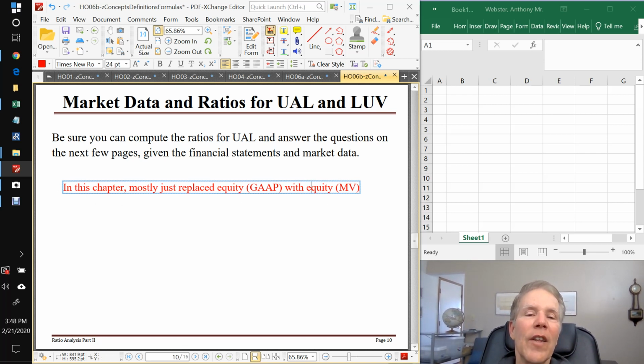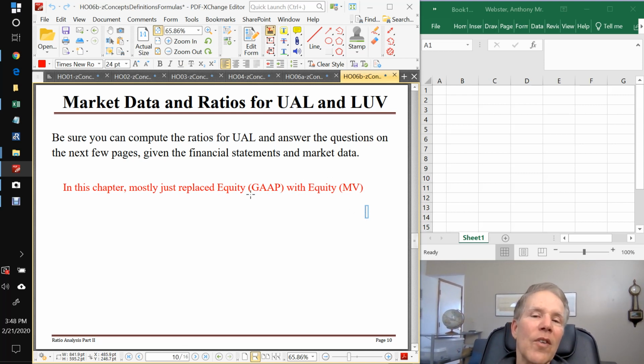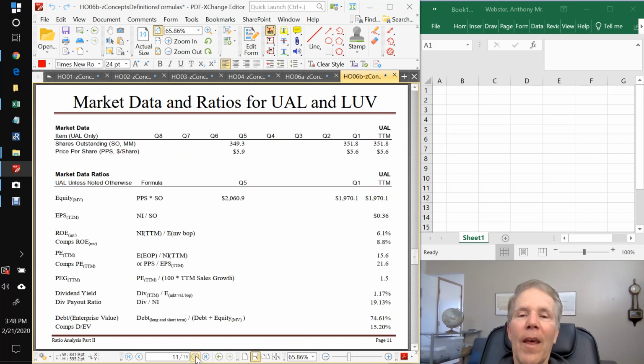Okay, and that was actually quite a good thing. Mr. Market may be right or may be wrong, but Mr. Market is probably an awful lot closer to the estimate of what a company is worth to its owners than GAAP equity, which is just this weird assets at cost minus liabilities. It's just not very helpful. So we went through and we got some market data for UAL.